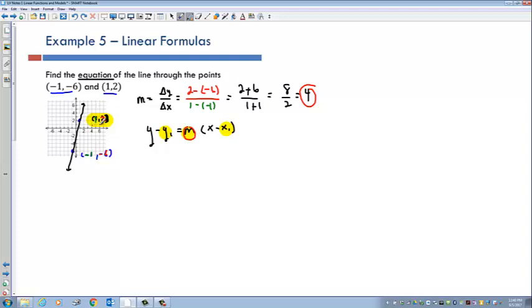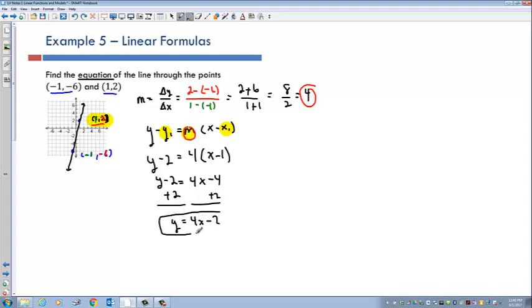You have this point (1, 2), so you can plug 1 in for x sub 1 and 2 in for y sub 1. So it's going to be y minus 2 is equal to, the slope was 4, times x minus 1. Now we can solve this for y. So we have y minus 2 is equal to 4x minus 4. We're going to add 2 to both sides, and we get y equal to 4x minus 2.